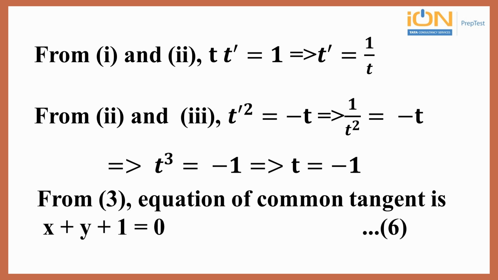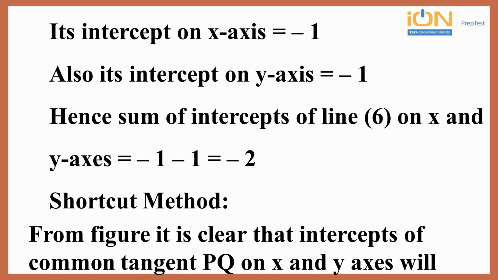That is, the equation is x plus y plus 1 is equal to 0, and clearly the intercepts are minus 1 and minus 1. Therefore, the sum of the intercepts would be minus 1 plus minus 1, which is equal to minus 2. Now, let's look at the shortcut method.